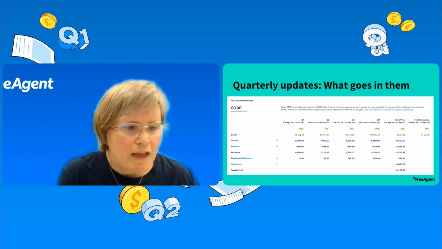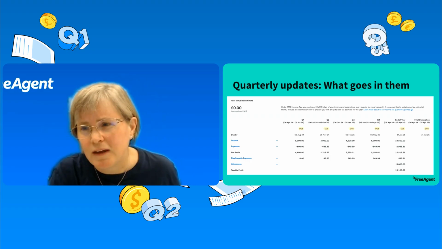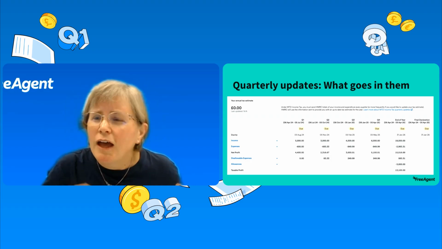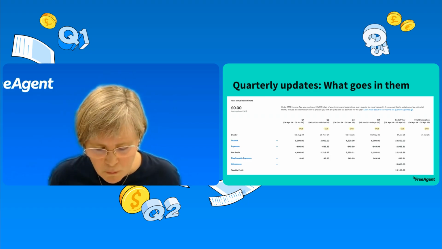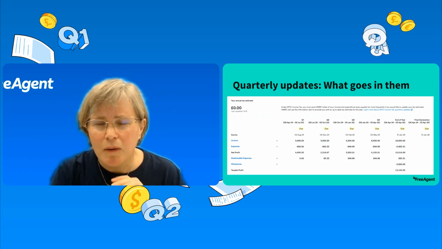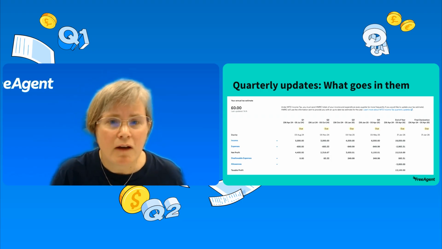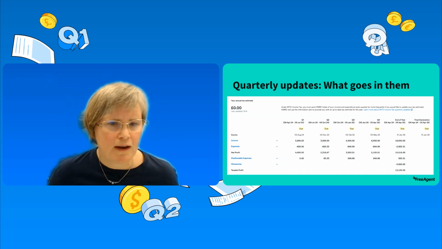Remember that for each source of income, you've got to keep records and file separate quarterly updates. So if you're a landlord and you don't have any other sources of qualifying income, you are going to file all of your property information on one set of quarterly updates. If you are also a sole trader, you're going to have to do two sets of quarterly updates, more if you've got more than one trade.